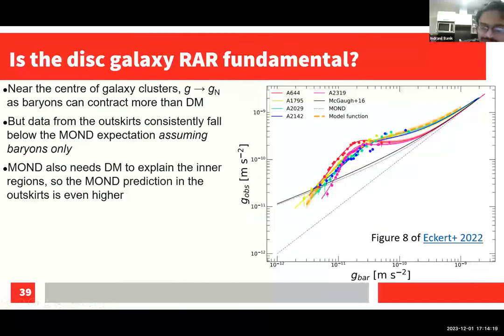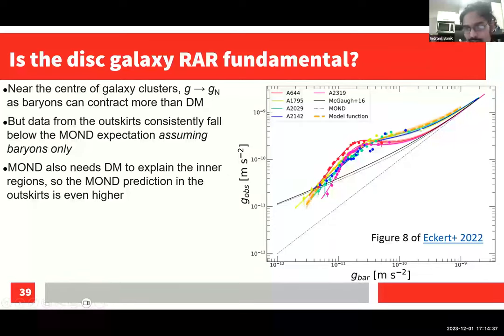That was the study of Lee et al. 2023, which used the dynamics of galaxies in the outskirts. So they used galaxies as tracers of the potential. Eckert et al. used gas, so hydrostatic equilibrium of the gas, as the tracer of the potential instead. And they get basically similar results.